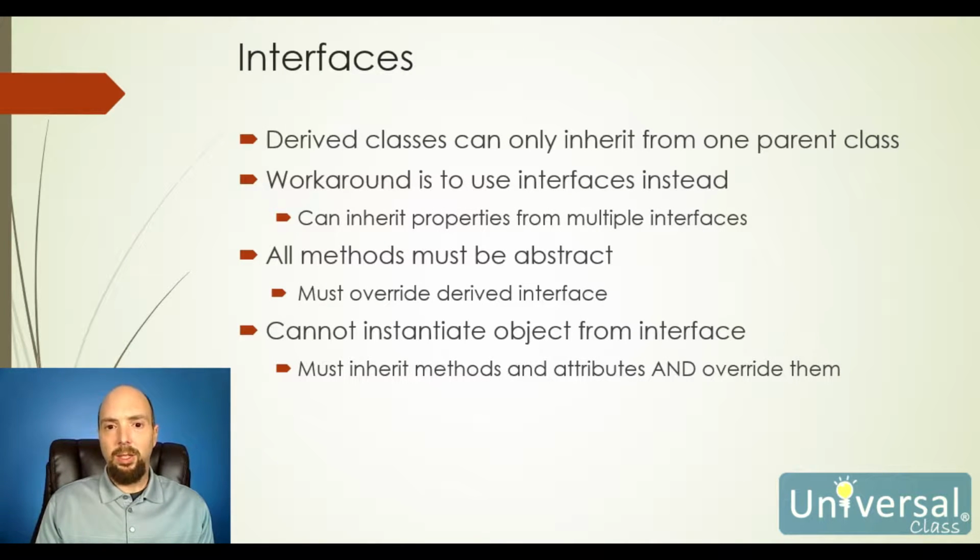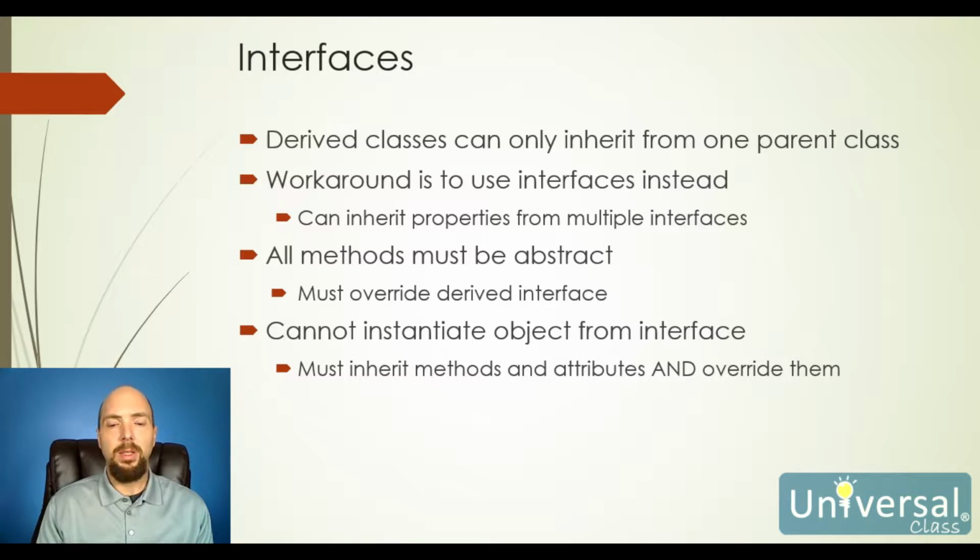The problem is that a child class can only inherit from at most one parent class. So I can't inherit things from two different classes at the same time. I can only inherit from one. A way around that is to use what's called an interface. And an interface is kind of like an abstract class, but it actually has methods and attributes and so forth that have to be overridden.